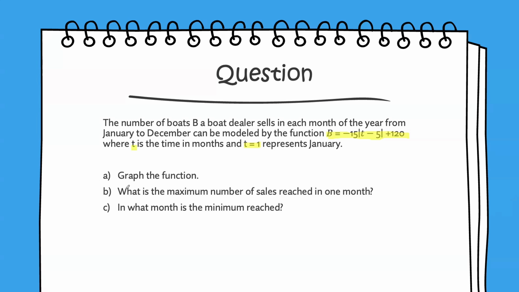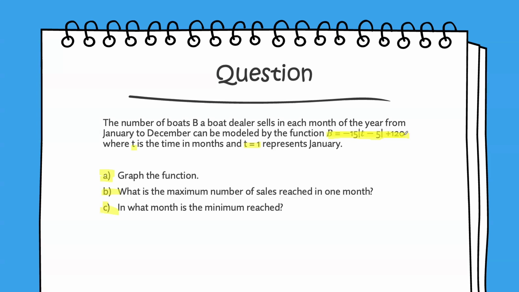Okay, so it's a multi-part question. First thing we've got to do is graph the function. And then from that graph, we've got to figure out the maximum number of sales reached in 1 month, and in what month the minimum number of sales is reached. So first challenge for us is to actually graph this equation. It looks a bit daunting, right? We've got a lot of numbers, we've got a lot of transformations that we're going to need to do.